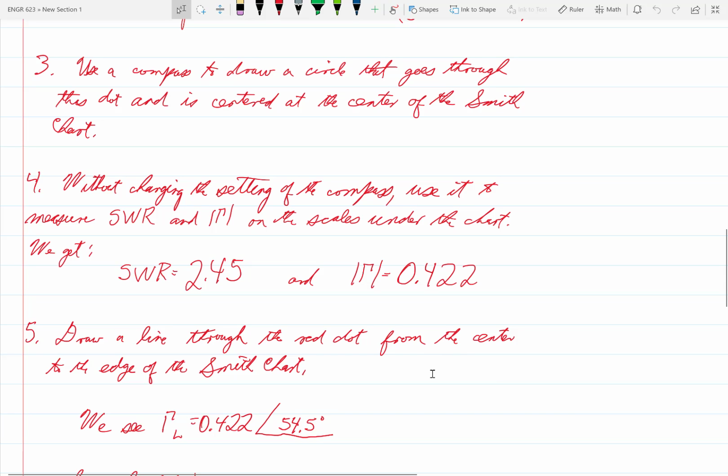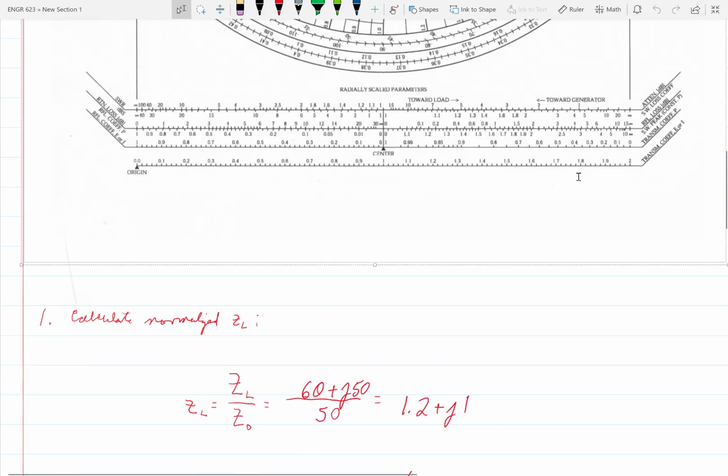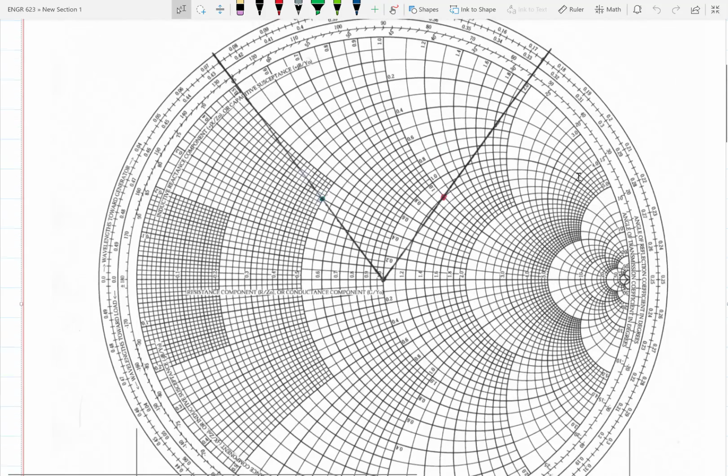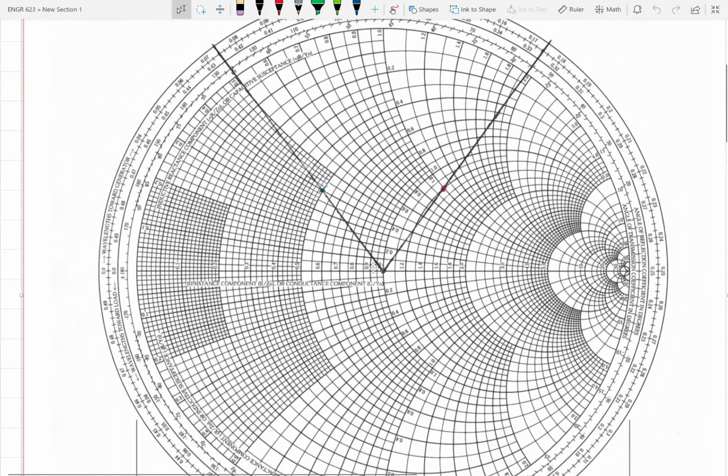Then the next step after that is to draw a line through the red dot from the center of the chart to the edge of the Smith chart. And so if we look, we can see that that line has been drawn here from the center of the chart through the red dot all the way to the edge of the chart.